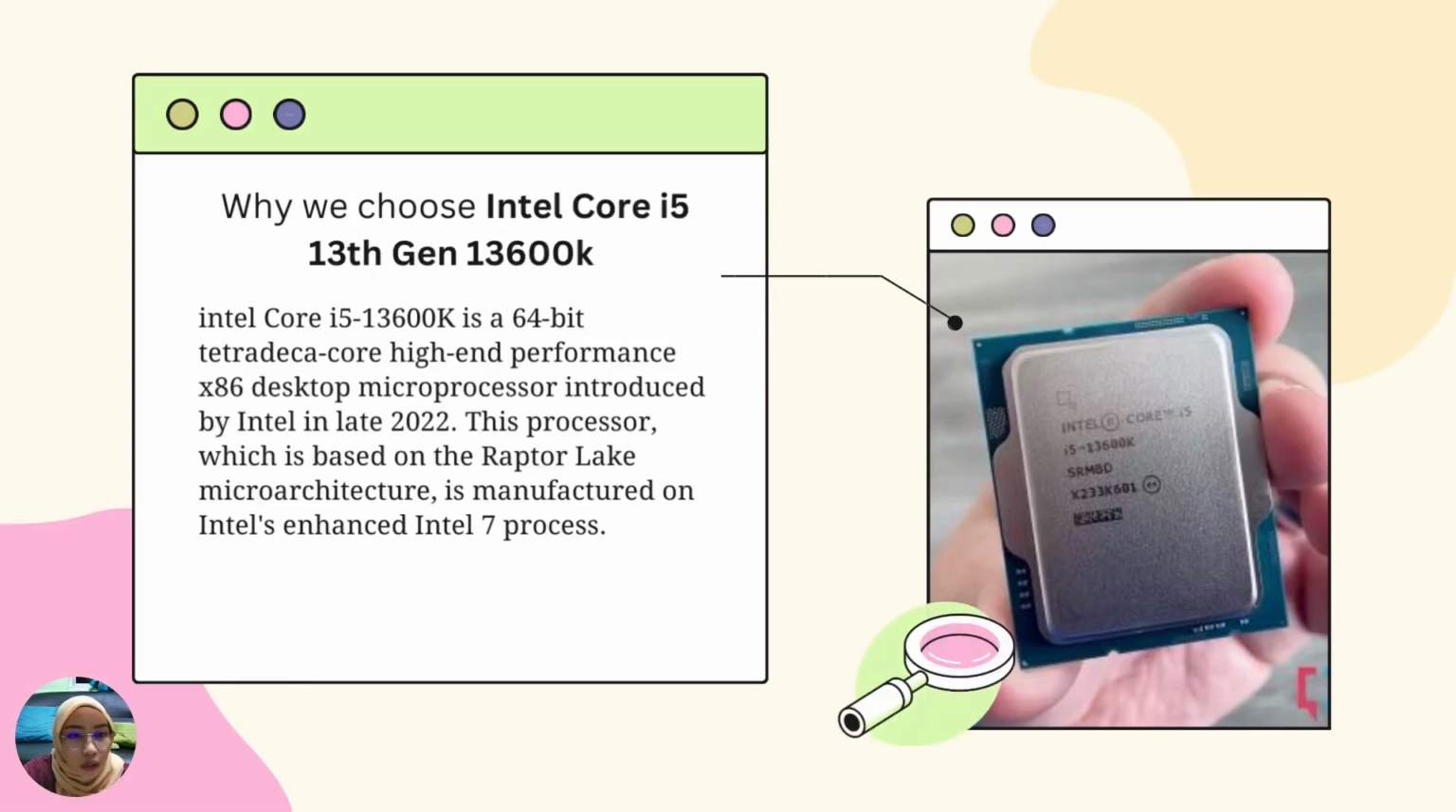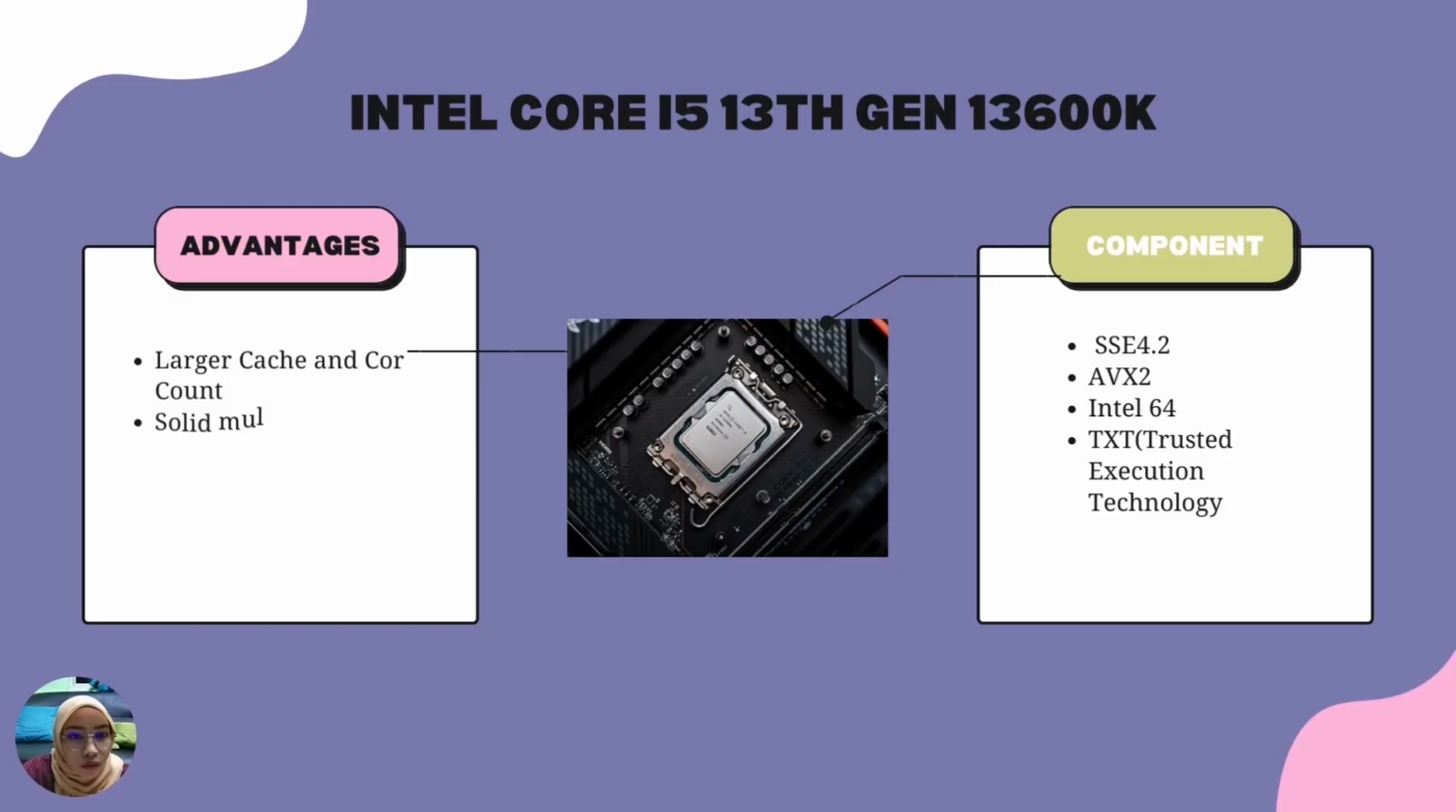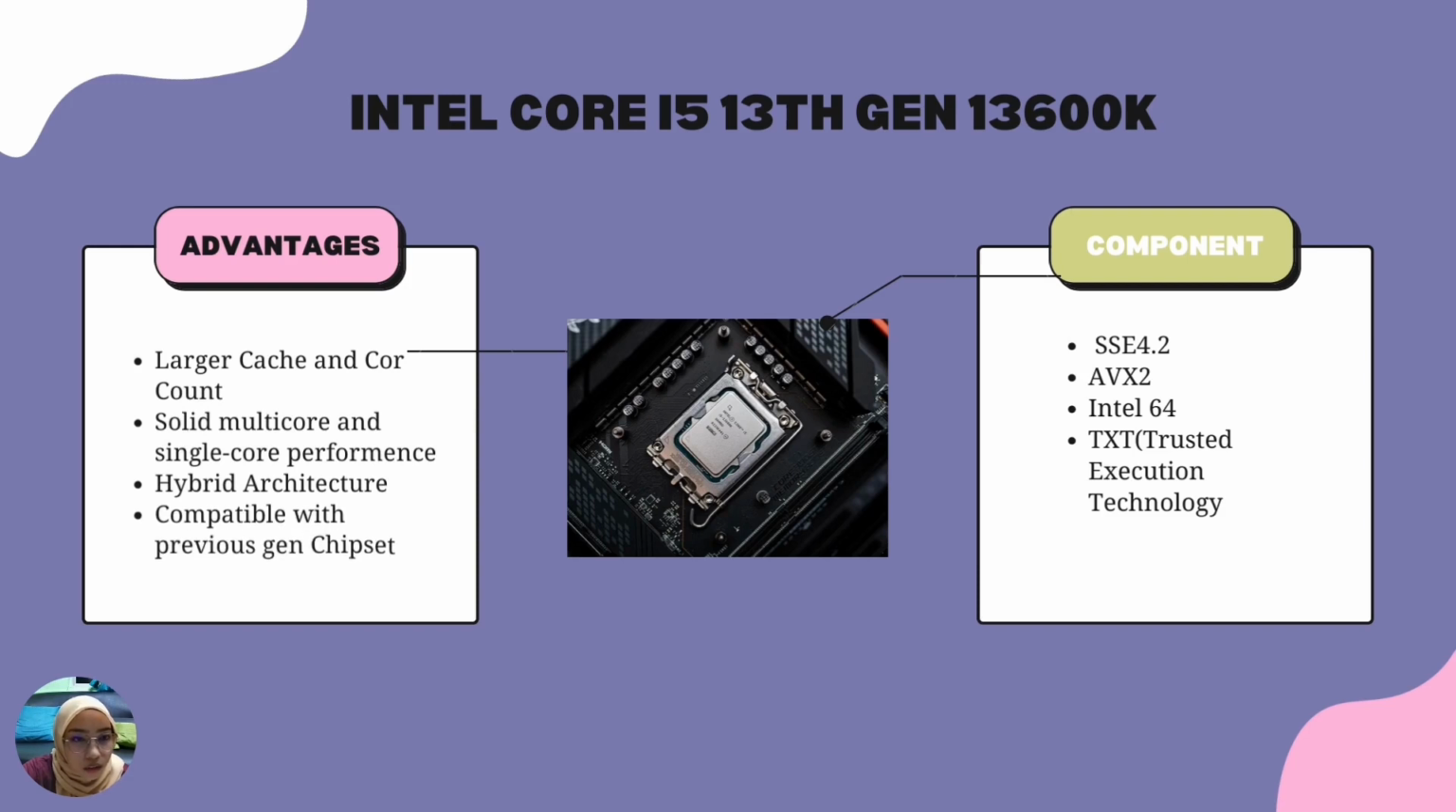Okay, next, why did we choose Intel Core i5 13th generation? Intel Core i5 is a 64-bit theoretical core, high-end performance desktop microprocessor introduced by Intel in late 2022. This processor, which is based on the Raptor Lake microarchitecture, is manufactured on Intel's enhanced Intel 7 process. For this Intel, there are 4 advantages, which are larger cache and core count. Second, solid multi-core and single-core performance, hybrid architecture, compatible with previous generation chipset.